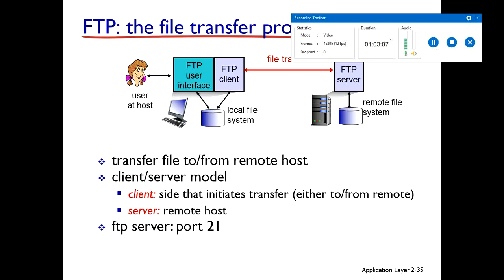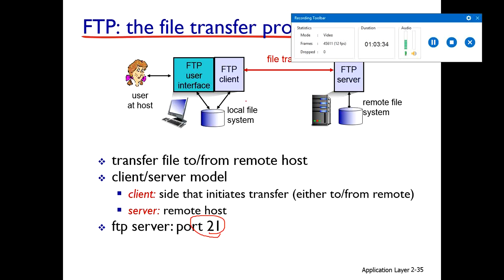File transfer protocol is a protocol which helps in transferring files to and from a remote host. It follows the client-server model. The client side initiates the transfer and the server is the remote host. The FTP server runs on port number 21. So the server port used by the FTP server is 21.